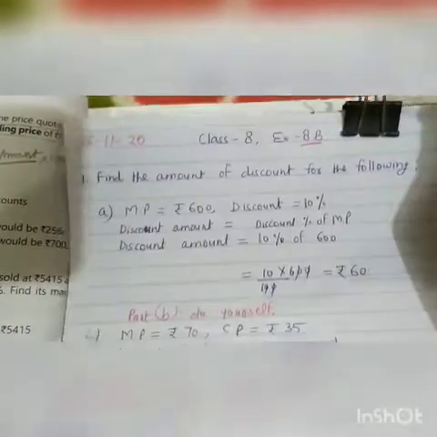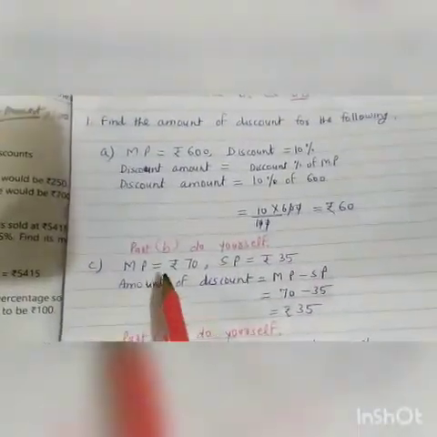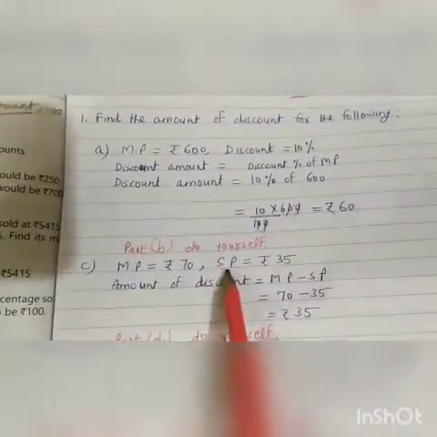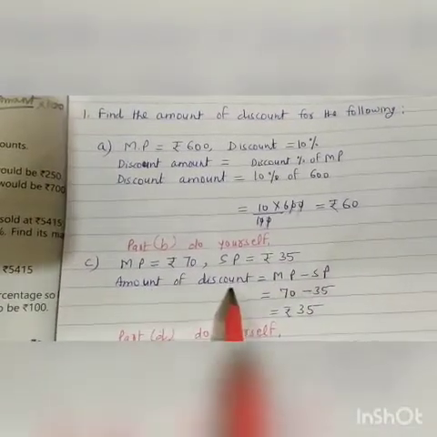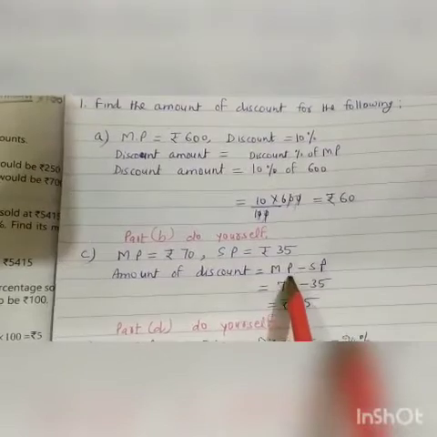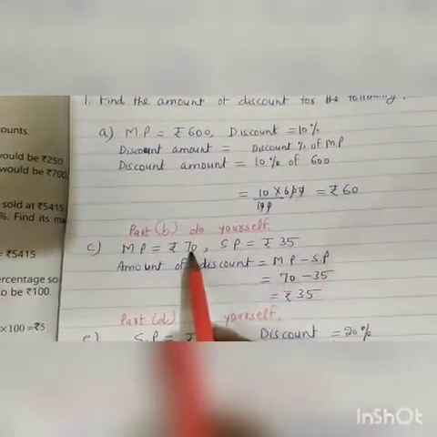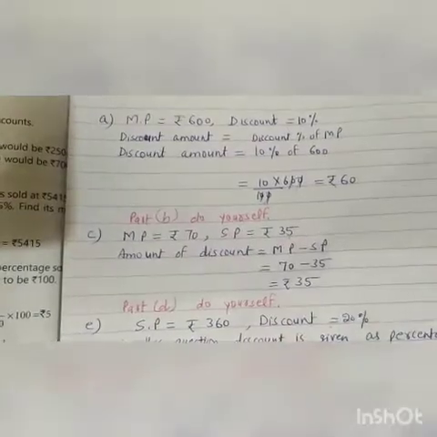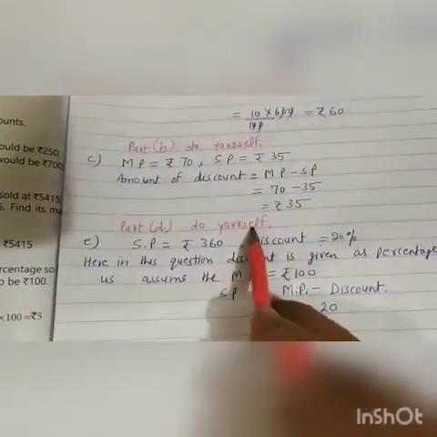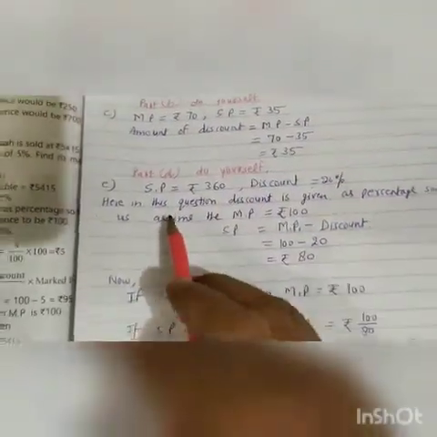So come to part C. In C part, mark price is given as 70 rupees and selling price is given as 35 rupees. So what is the amount of discount? Amount of discount is equal to mark price minus selling price. 70 minus 35, it is 35 rupees. Part D, do it yourself.